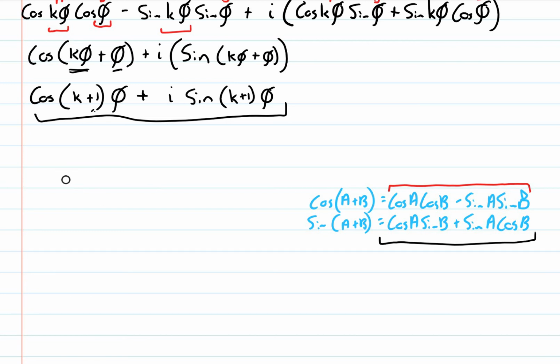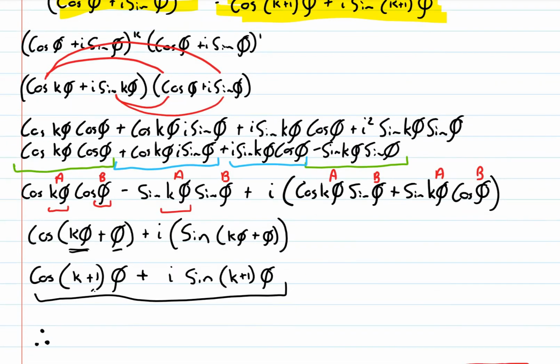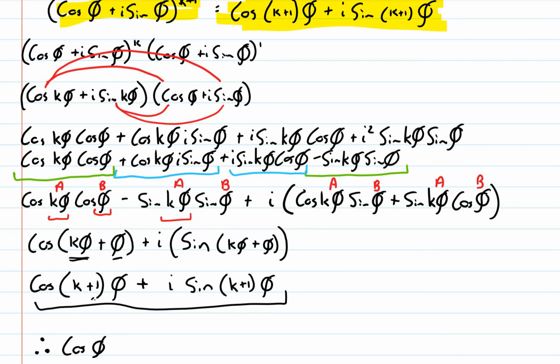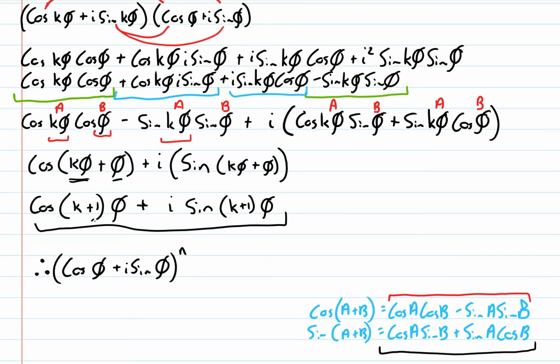So I can say, therefore, if we go back up here, (cos theta plus i sin theta) to the power of n equals cos n theta plus i sin n theta. Okay, so I've proved it. That's it, guys. You need to go over this and over it and over it. You need to learn it. You need to know it off by heart. Okay, it's a popular question. Okay, thanks.